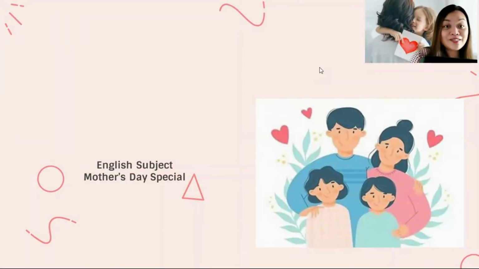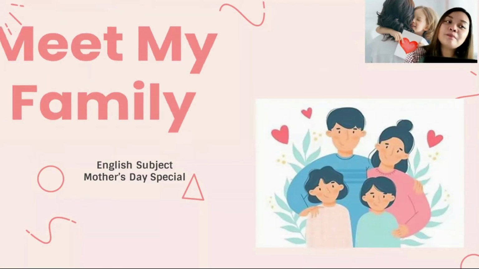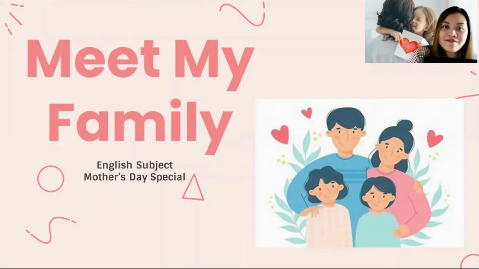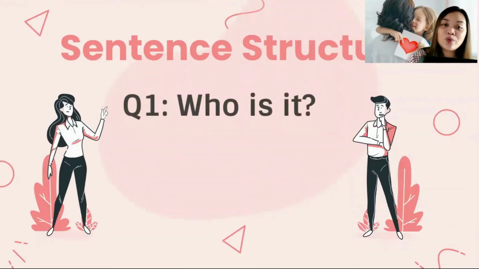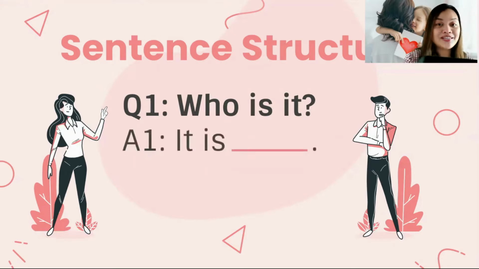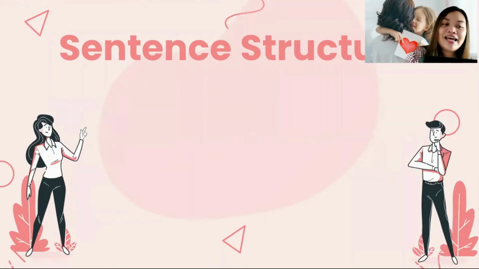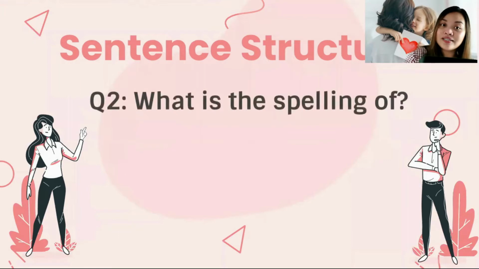All right, students, let's start our class. Again, our topic this week is about meet my family, or my family. Now for our sentence structure, teacher is going to ask you, who is it? Who? It's because we are referring to a person. And then you can answer, it is.